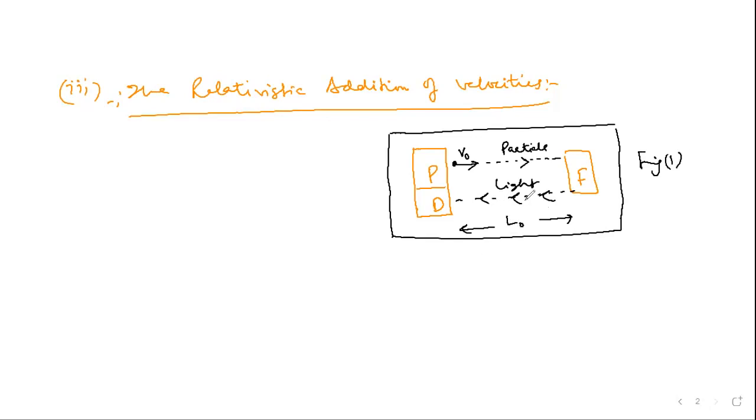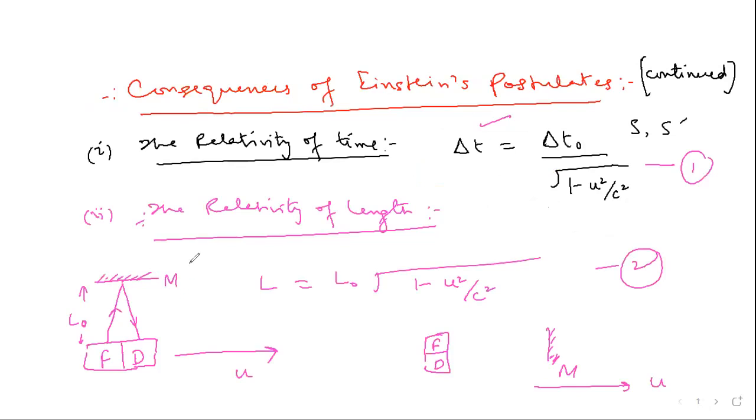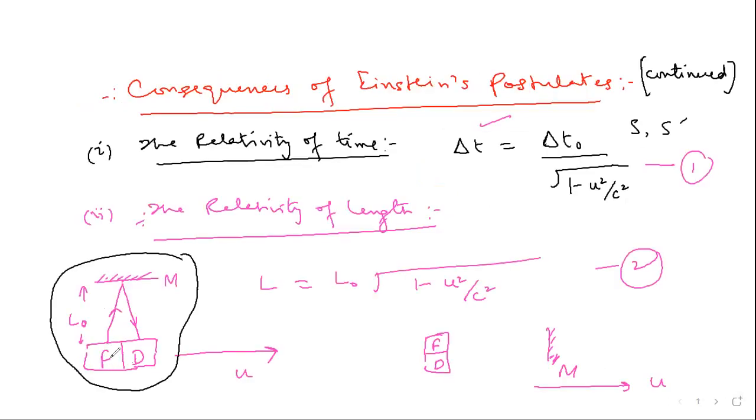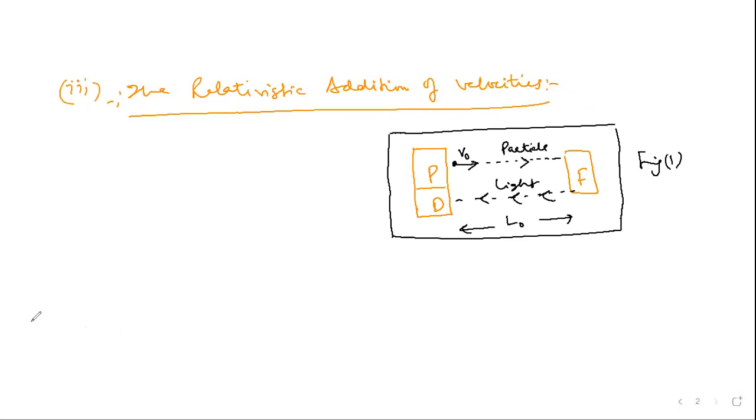What does this figure 1 show? Actually, we have modified our previous timing machine. What we have done to it? The flashing bulb F is moved to the mirror. So we have moved this flashing bulb F to the mirror M. There is no mirror now, right? And instead of flashing bulb, we have placed a device P. This device P emits particles at a speed V naught as measured by an observer at rest with respect to the device, right?